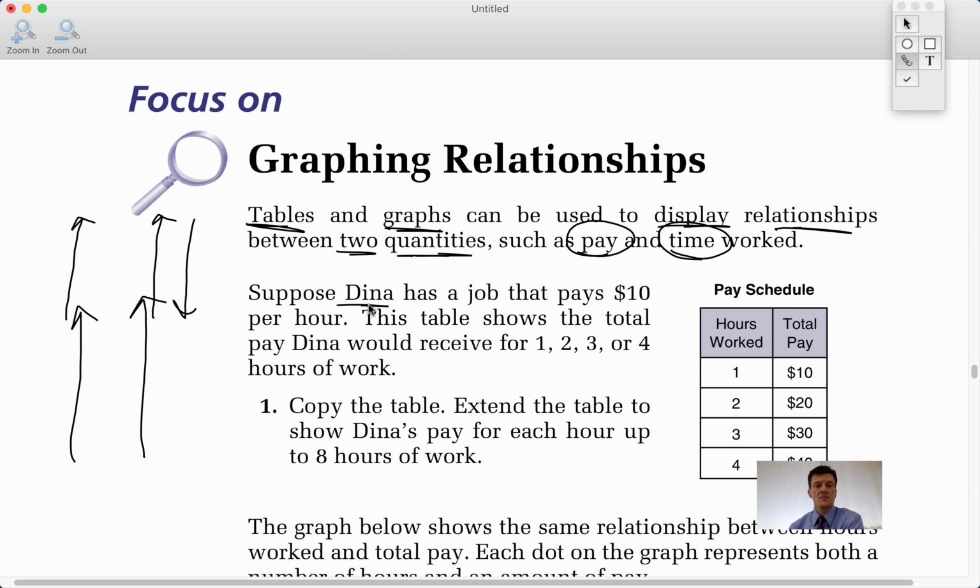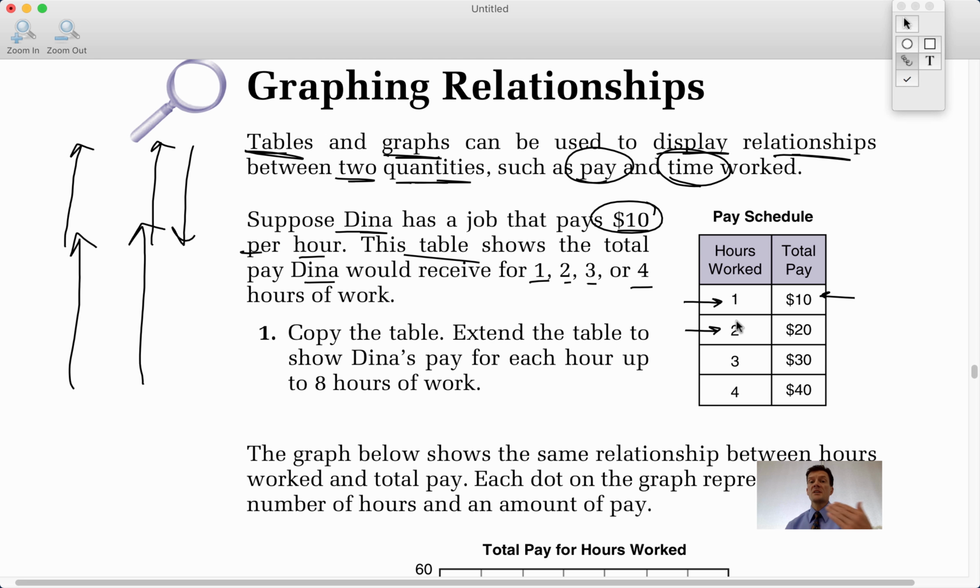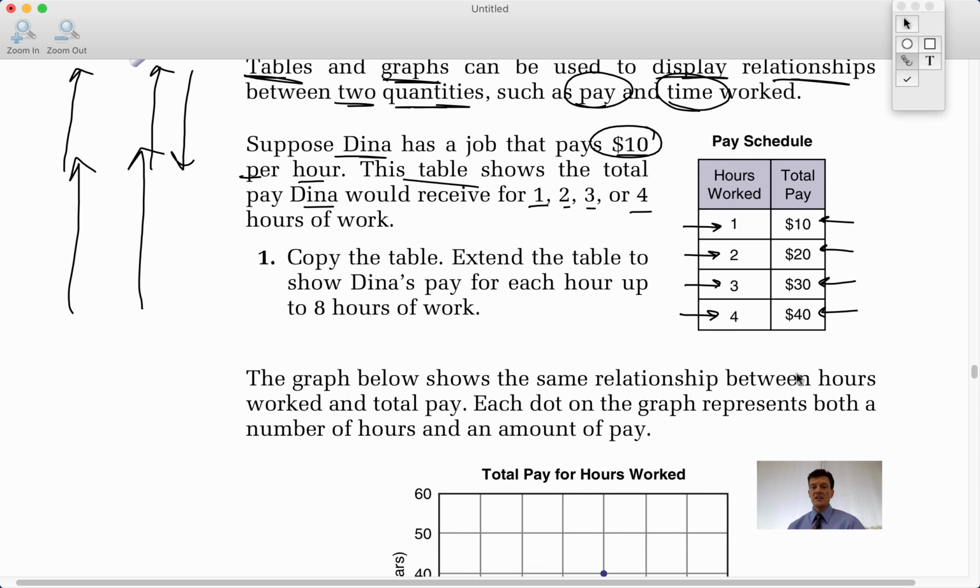Here's an example. It says, suppose Dinah has a job that pays $10 per hour. So every hour that she works, she will get paid $10. The table below shows how much Dinah will receive after working 1, 2, 3, 4 hours, etc. Notice, if she works for 1 hour, she gets $10. If she works for 2, because she's getting $10 for each hour, that's 2 times 10 or 20. If she works for 3 hours, 3 times 10 or 30. If she works for 4 hours, 4 times 10 or 40. Okay? So you want to keep going.